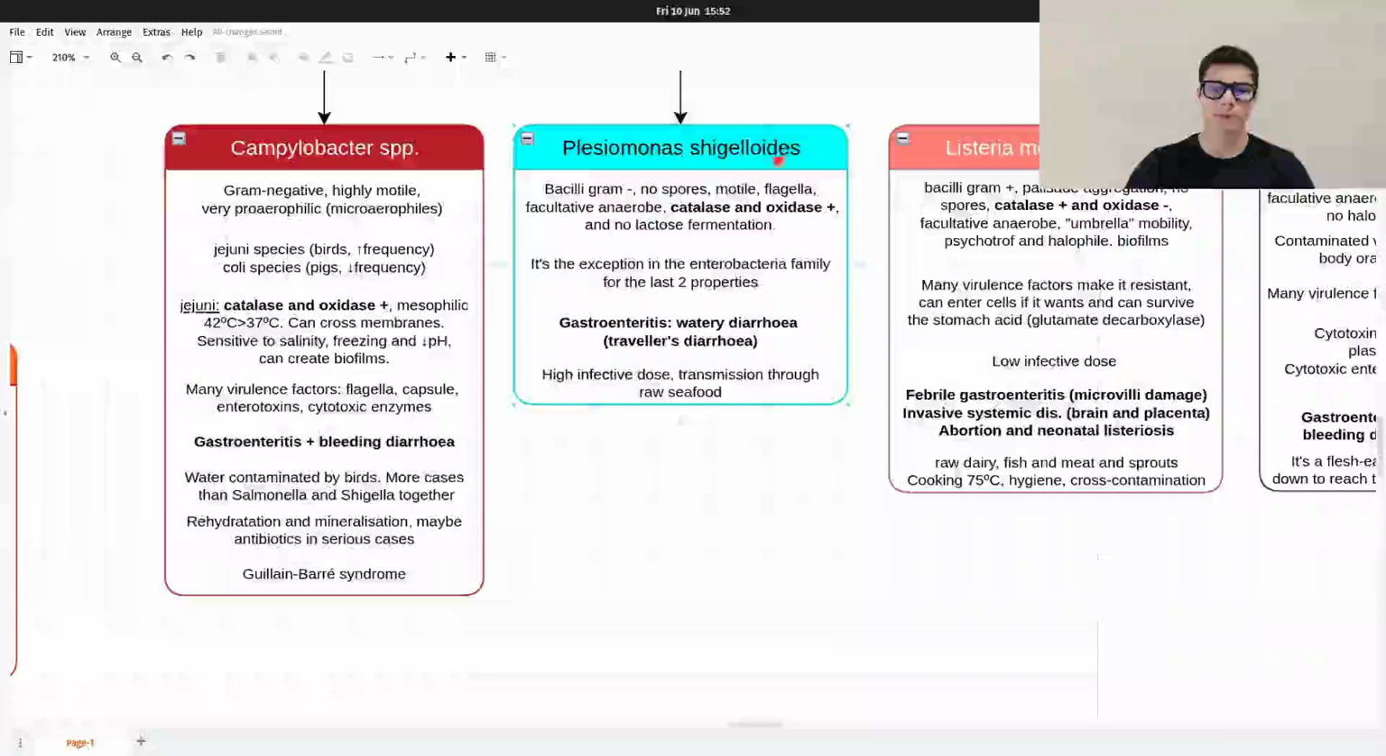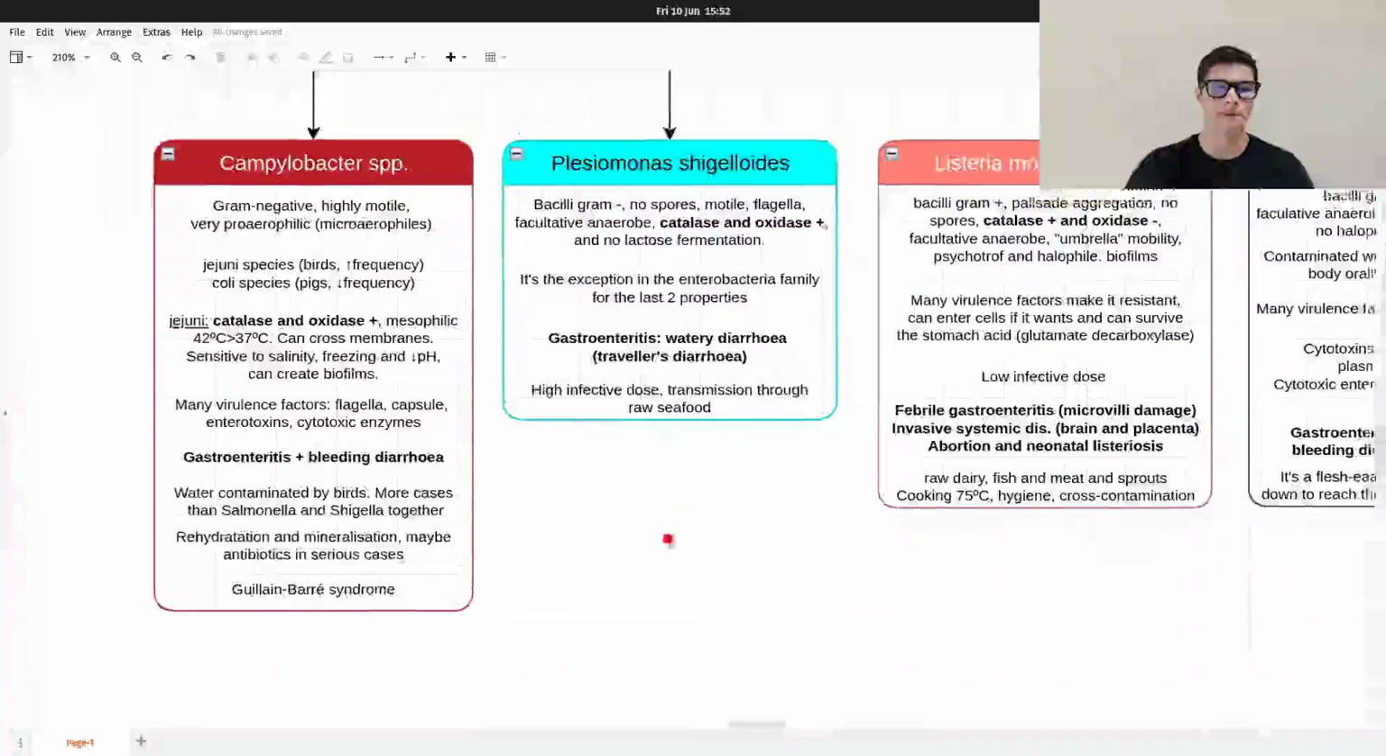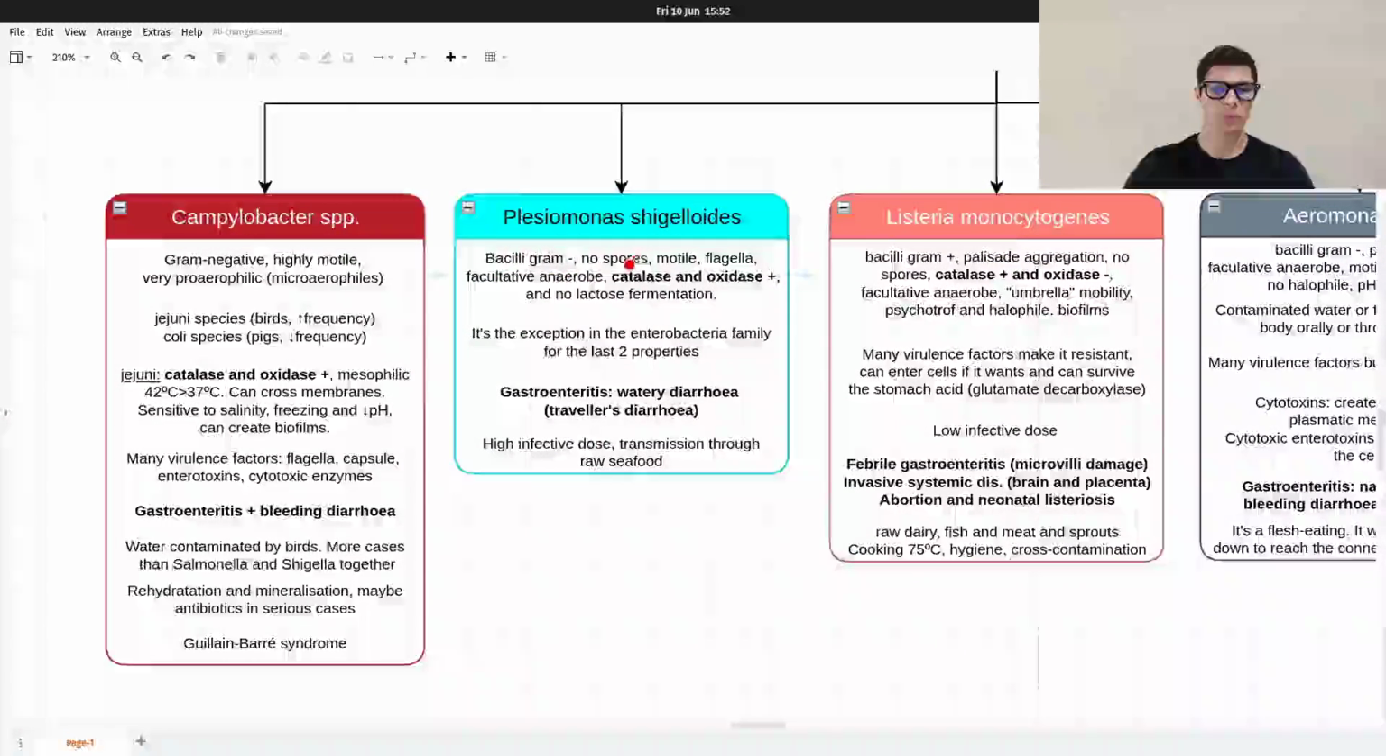And then we have the Plesiomonas shigelloides. Shigelloides. Bacilli gram-negative, no spores, motile, flagella, facultative anaerobe, catalase and oxidase positive, and no lactose fermentation. It's the exception in the Enterobacteria family for the last two properties, because it doesn't ferment the lactose and because it is oxidase positive, whereas the Enterobacteria family is oxidase negative. It causes gastroenteritis, watery diarrhea, it requires a high infective dose, and the transmission is through raw seafood.